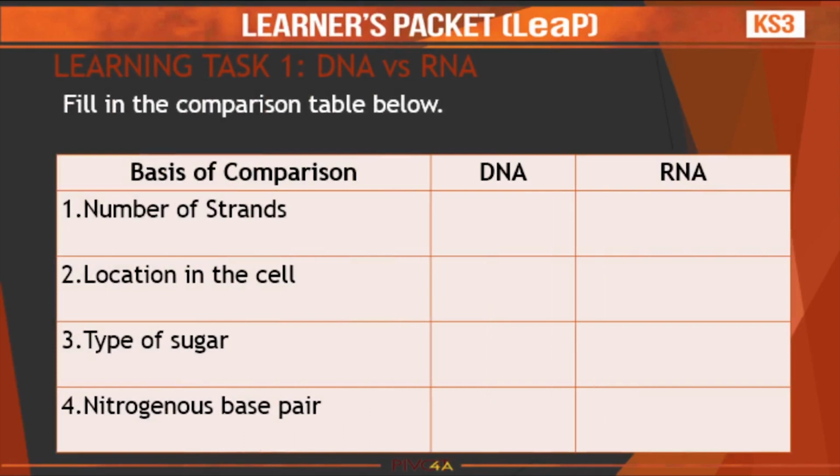So in our week 4, we have different tasks. We have learning task number 1: DNA versus RNA. Fill in the comparison table below. We have the basis of comparison, DNA and RNA. Number 1, number of strands. So how many strands do DNA and RNA have? Number 2, location in the cell. Where are our DNA and RNA located? Number 3, type of sugar of DNA and RNA. Number 4, nitrogenous base pair of DNA and RNA.